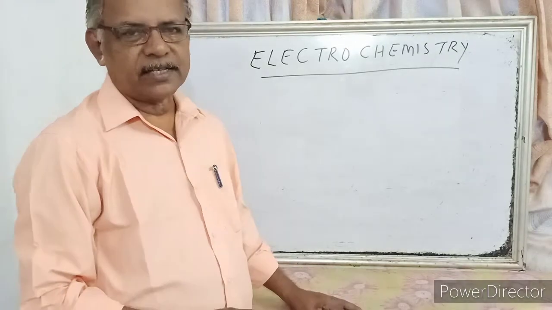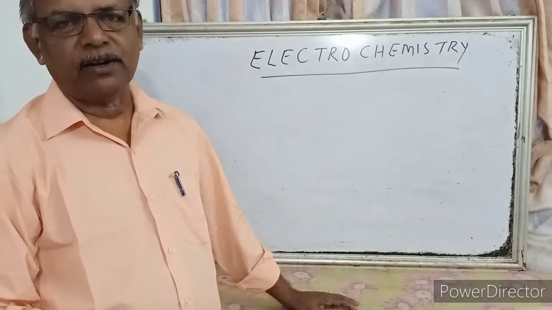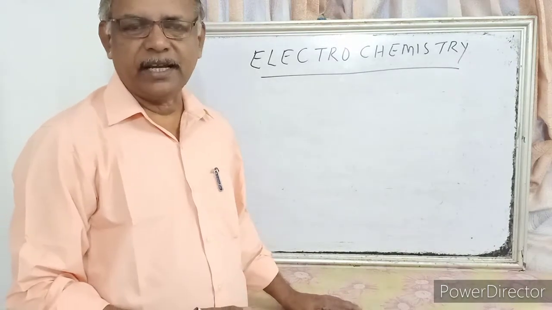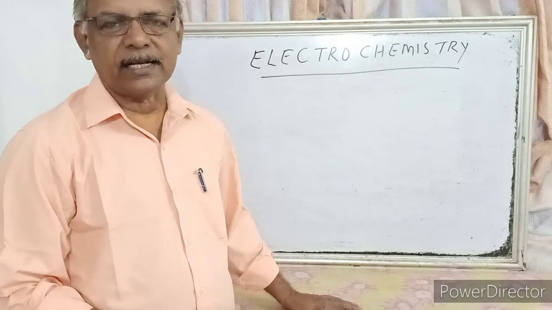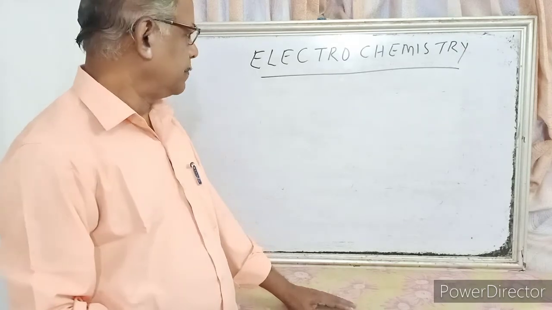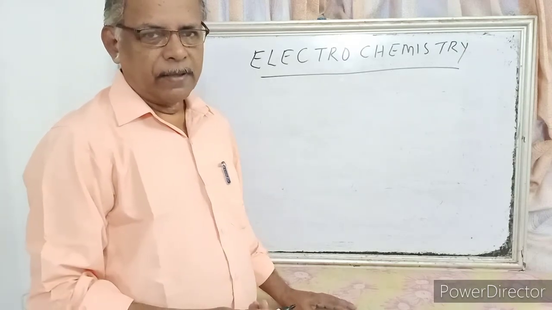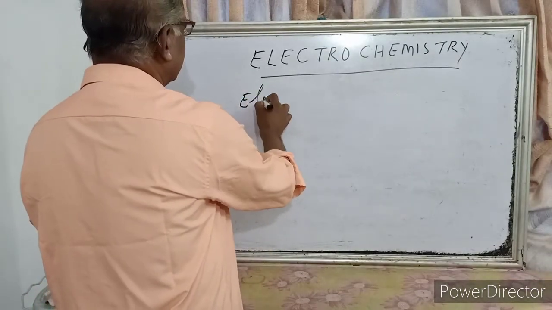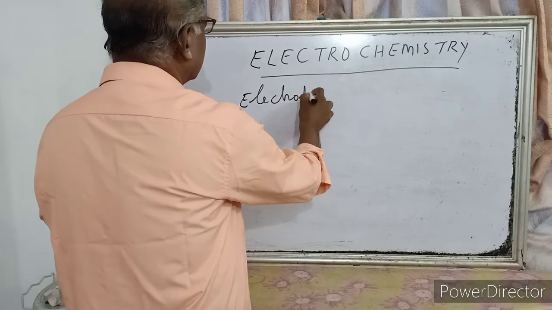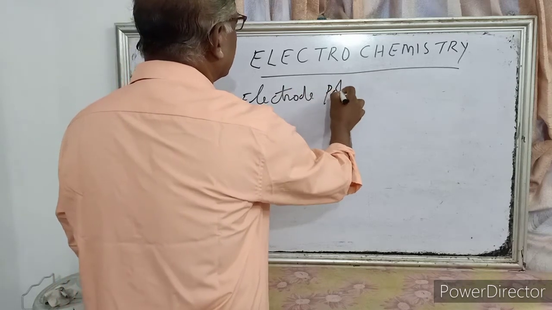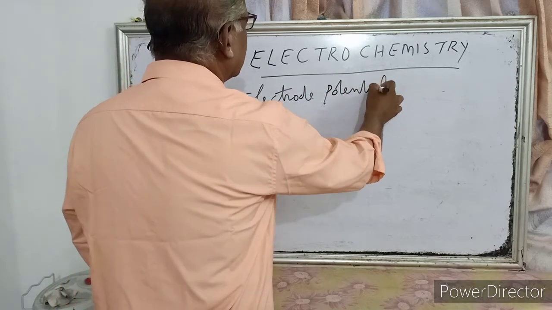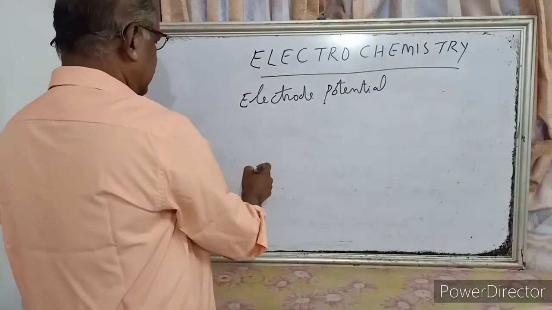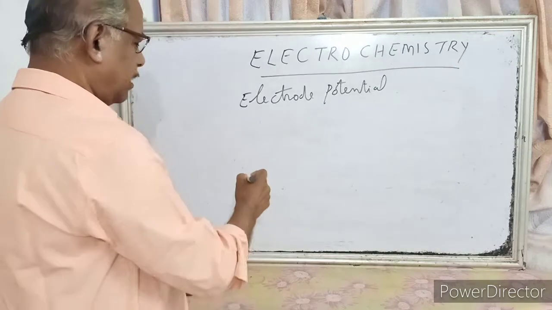So today we are starting with the new chapter, electrochemistry. That is the chemistry, the chemical reactions, that is associated with electricity. So first you have to study what is electrode potential. What is electrode potential? That is when a metal is dipped in its salt solution.